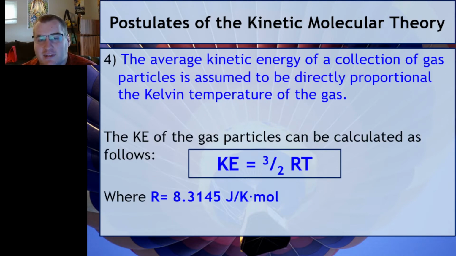And then this last one has to do with the energy of a gas. The average kinetic energy of a collection of gas particles is assumed to be directly proportional to the Kelvin temperature of the gas. As the temperature of a gas increases, the average kinetic energy of the particles does too. And we have this equation to solve for the kinetic energy of a sample of gas. The kinetic energy of gas particles is calculated by KE equals 3/2 RT. R is going to be the gas constant, but it's the SI unit one technically, the 8.314 number, and T is temperature in Kelvin.